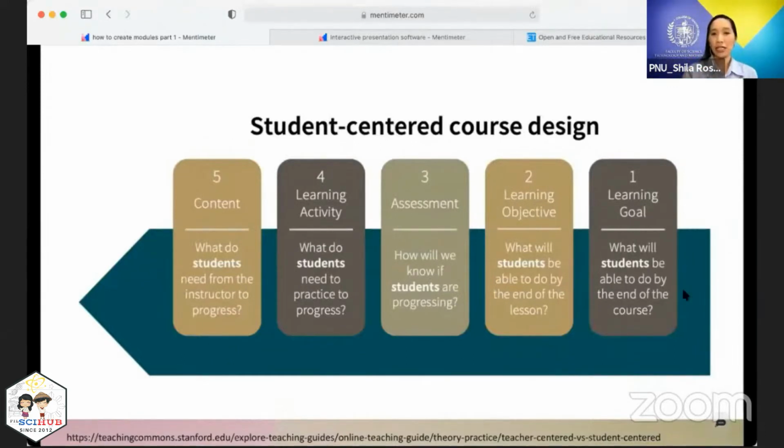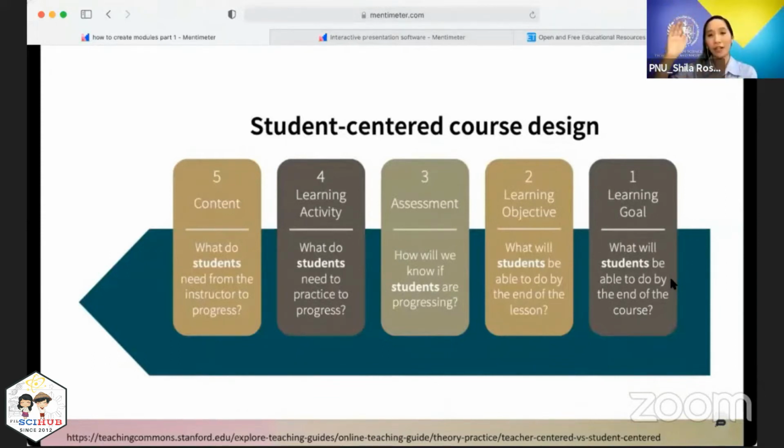Do you notice? Same set of process, but of different order. Wherein, it's the learning goal that is being identified first, before everything else. So we have to think at the very start, what will the students be able to do by the end of the course? If we're teaching in DepEd, then that's the competency, or that's the content standard. Okay?